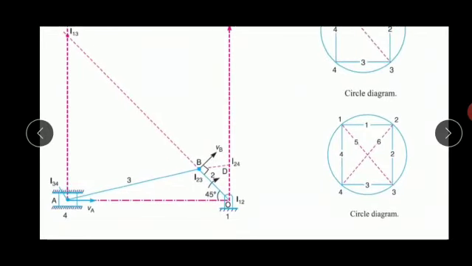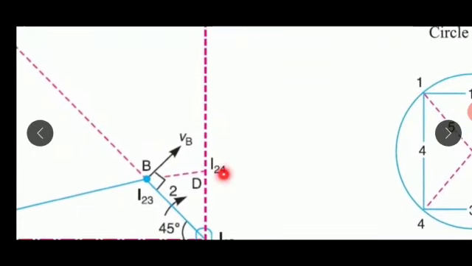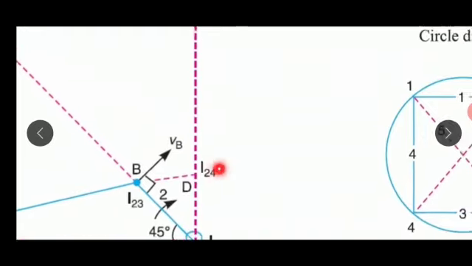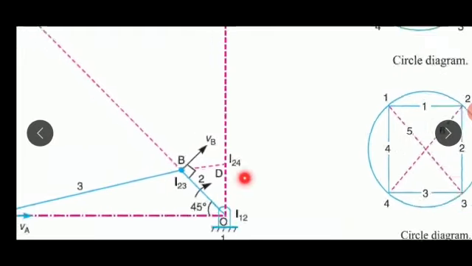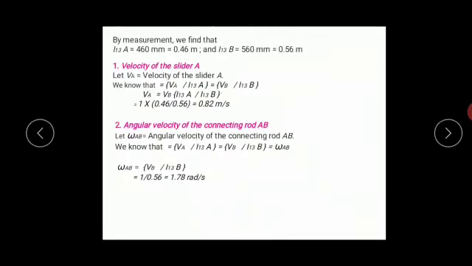Similarly, with the other side, triangle 2, 3 and 4, I am having instantaneous centers I23 and I34. So we are having here I23 and I34. Let us project this, and this is going to intersect here, and when it intersects here, I am going to have the 6th instantaneous center, that is I24. So we have located all the 6 instantaneous centers. Now let us find what is being asked in the problem.